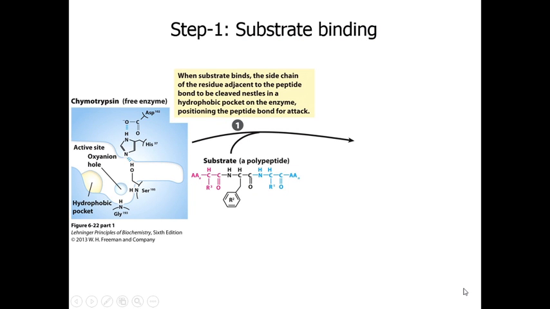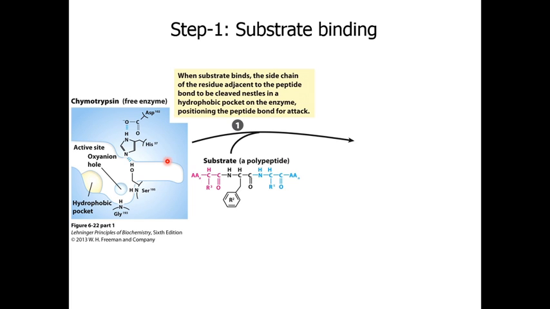Step 1 of the chymotrypsin reaction involves binding of a substrate. This is E and this is S, right? E, when it encounters S, or substrate, forms the ES complex, as we have seen before. The active site is decorated by 4 amino acids, as we saw before.